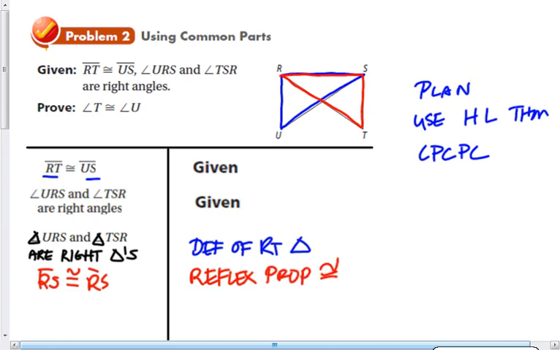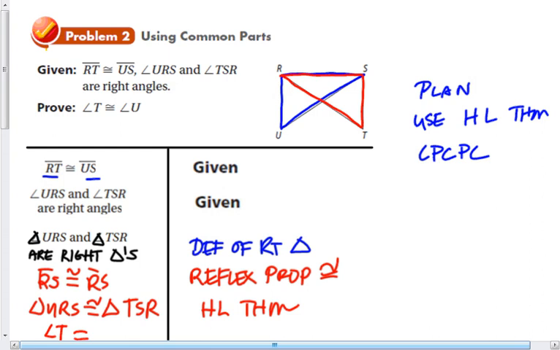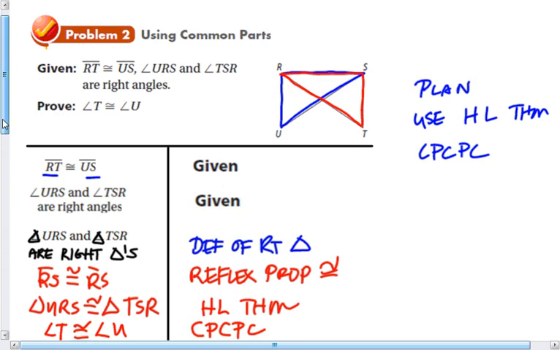And then, since the two triangles are right triangles with congruent hypotenuses and a congruent leg, we can say that triangle URS is congruent to triangle TSR, and that's by the hypotenuse leg theorem. And then I can certainly say that angle T is congruent to angle U, and that is because of corresponding parts of congruent polygons are congruent. All right, you try one.